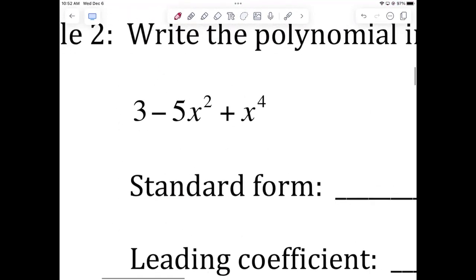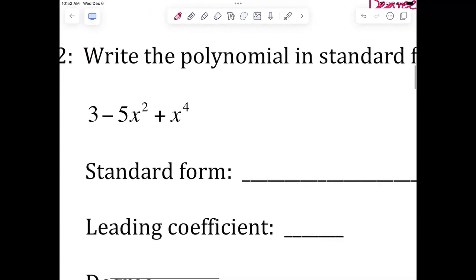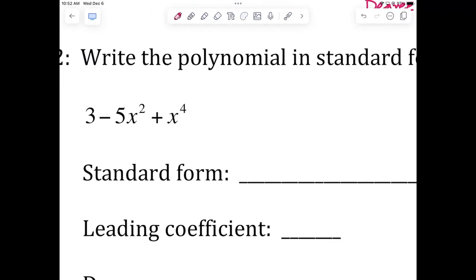Is this guy here a polynomial, yes or no? Is it a polynomial? Yes. Is it written in standard form? No, it's not. Let's go ahead and write it in standard form. What goes first? X to the 4th. What goes next? Negative 5x squared. And last, of course, is plus 3.